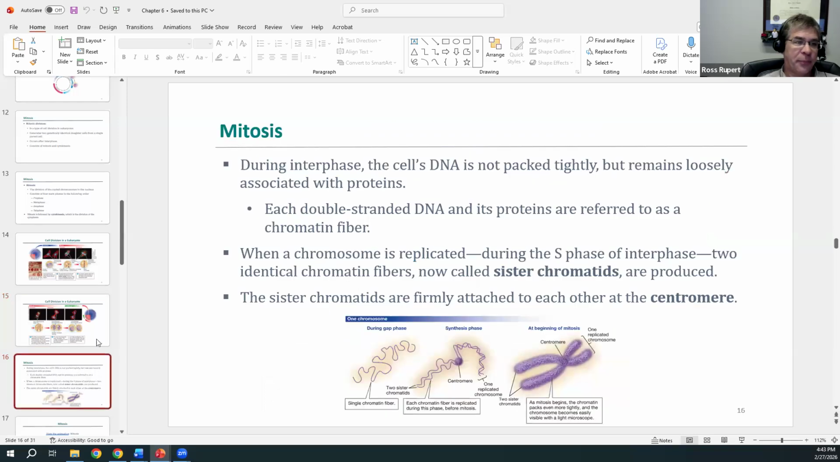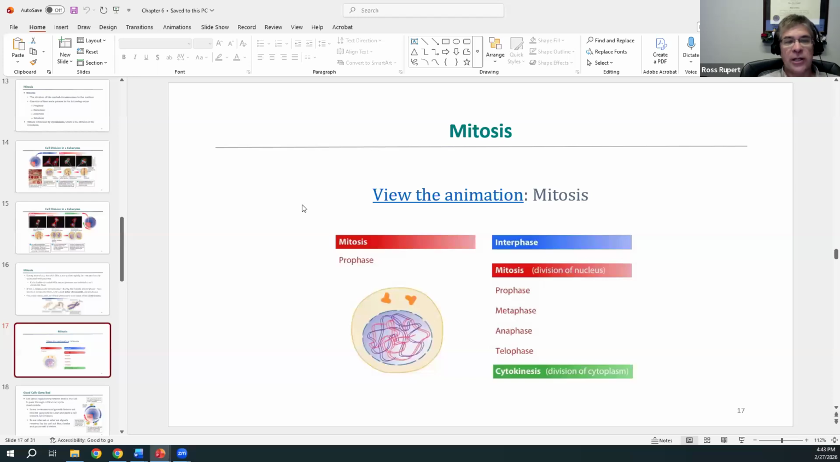During interphase, the cell's DNA is not packed tightly, but remains loosely associated with proteins. The chromosome is replicated during S phase. When that replication happens, you go from one strand to two. And now if you look here, you can see the two strands. They are each called a sister chromatid, and they pinch in the middle and attach, and that's called the centromere, or the central pinch. Watch the video when you get a chance.